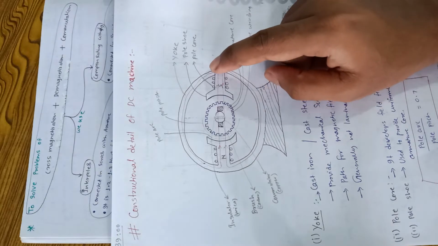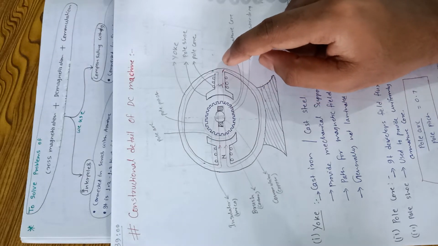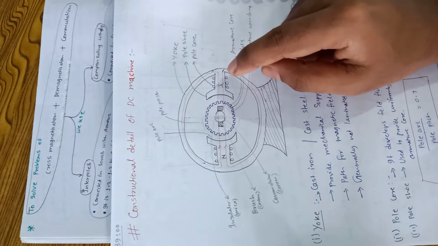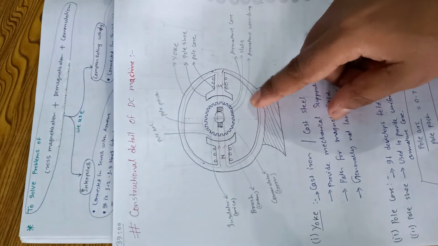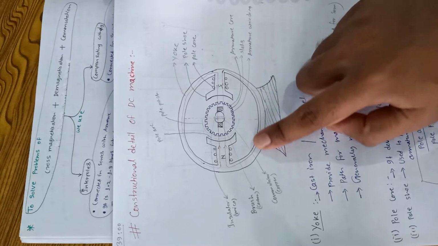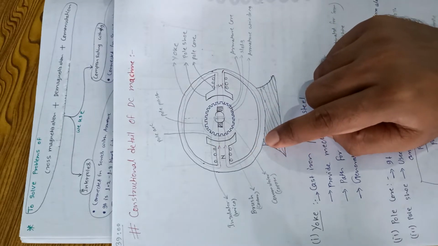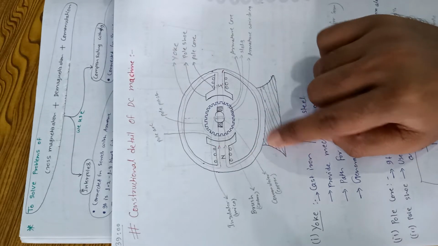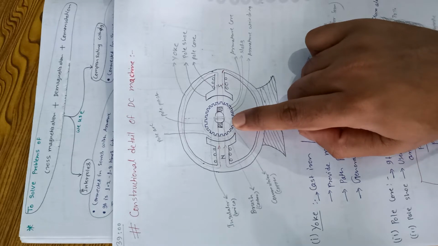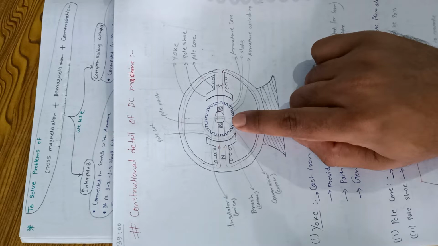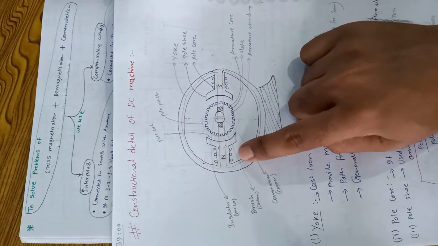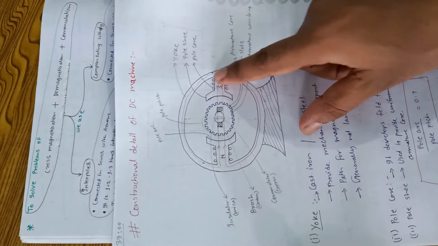Let us first discuss the generator. Suppose this is a DC generator. In a generator we provide mechanical input and we take electrical output. See, this is for the field.